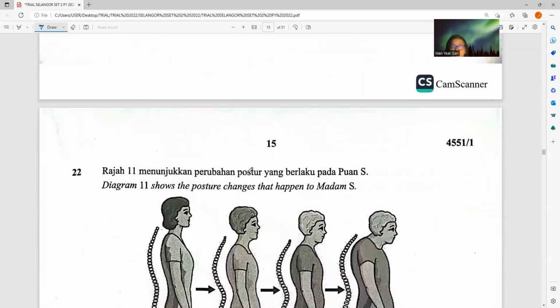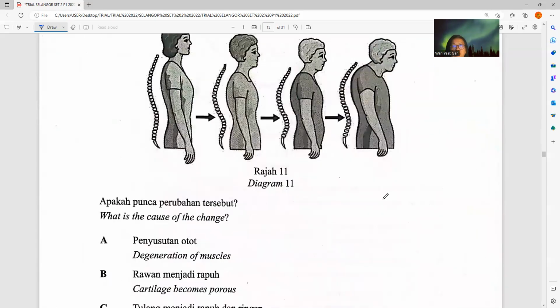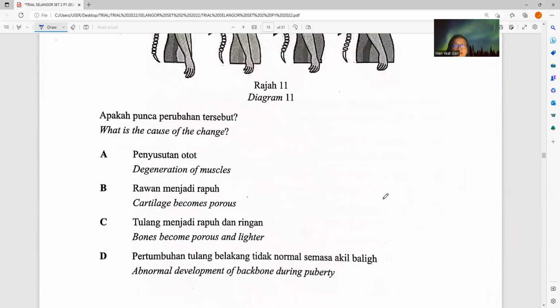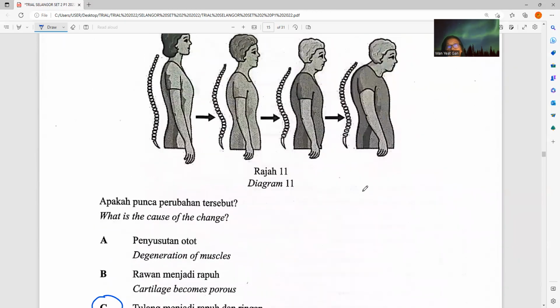Number 22. Diagram 11 shows the posture changes that happen to Madam S. What is the cause of the change? Now, her bone has actually become porous and lighter due to a disease called osteoporosis, in which the bone mass has decreased. Yeah, so she's bent over.